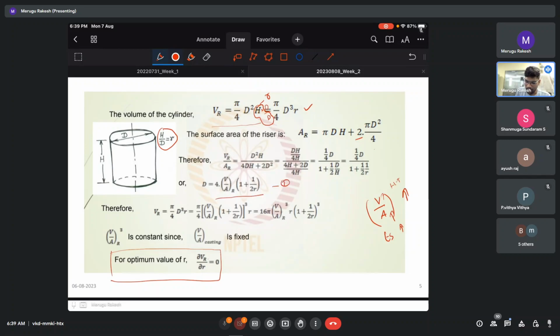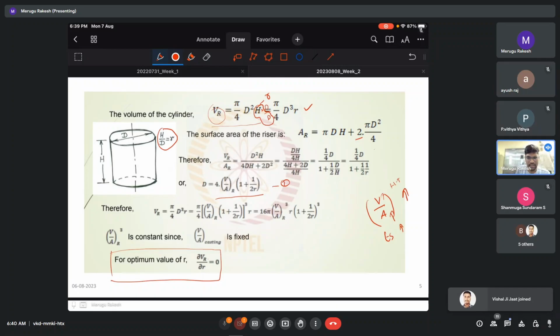Then we have V_R = (π/4) d³ r, this one. And then if you keep this d value inside, everything will be in terms of volume by area as well as r, which is the ratio of height to diameter of the cylinder. So we are going to end up with this equation, which is nothing but the volume of the riser.